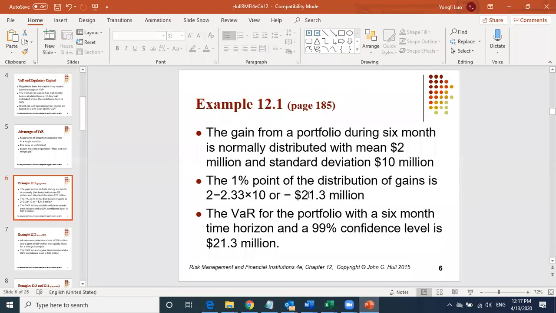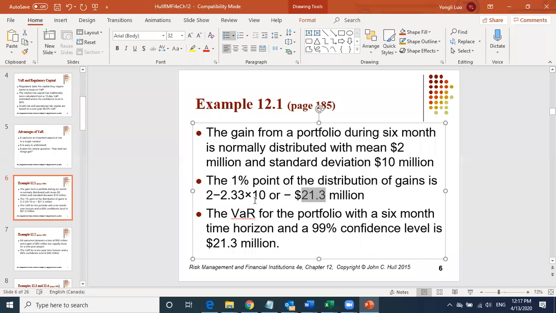21.26, or 21.3, so they rounded to only one decimal. Okay, any questions?